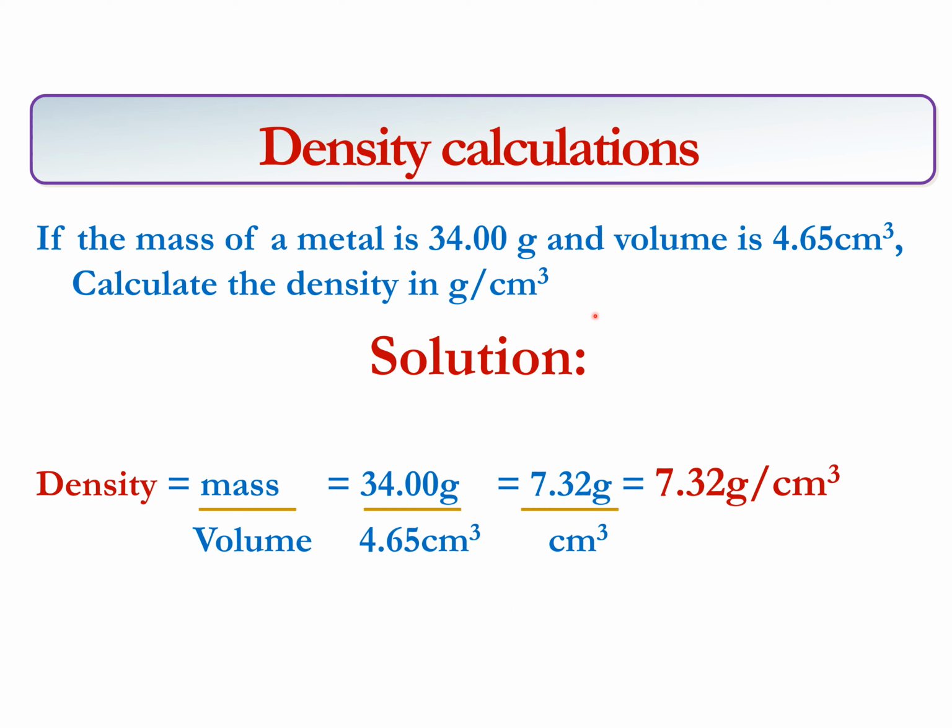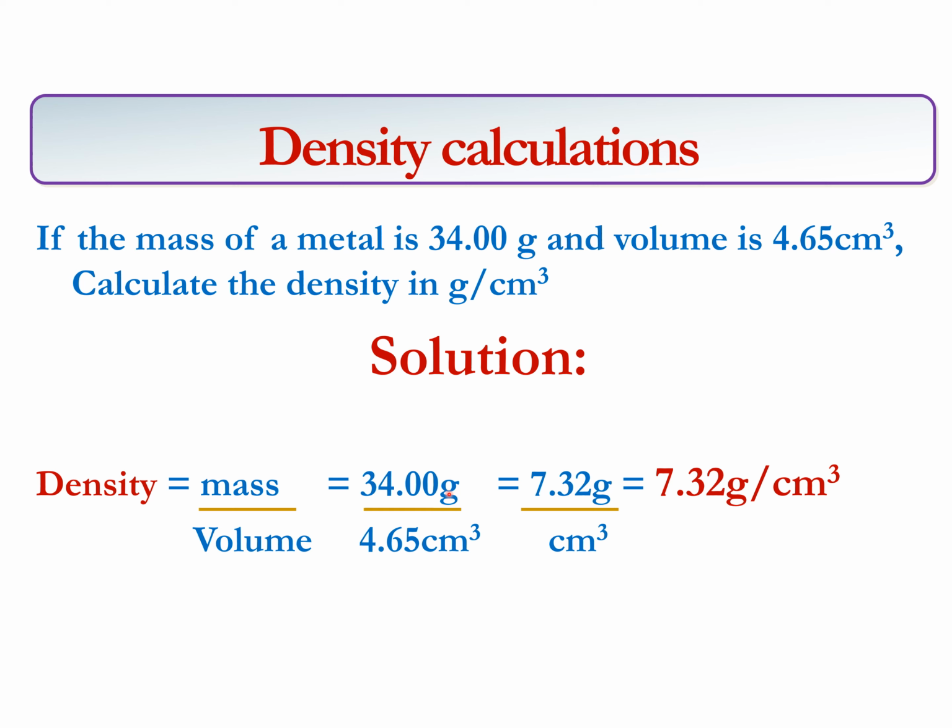Right, so let's look at some density calculations. If the mass of a metal is 34 grams and volume is 4.65 cm cube, calculate the density in gram per cm cube. So we start by writing down the formula for density. Density is equal to mass divided by volume. And we then put in the values in the formula.